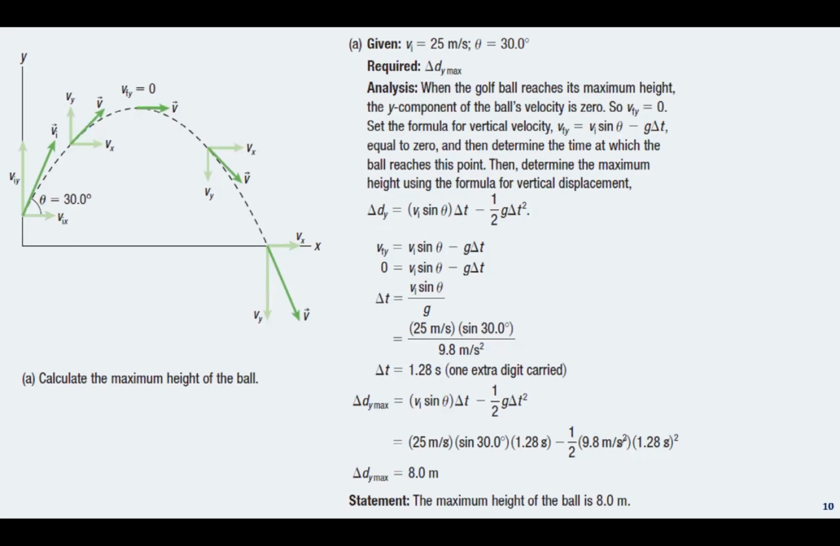So actually, there are a number of ways we can solve this. You could either solve the time taken for the ball to reach the highest point first, and then find the highest delta dy. Or you can also use vf squared minus vi squared equals 2g delta y. Suppose in this question, we are going to find the time taken to reach the highest point first.